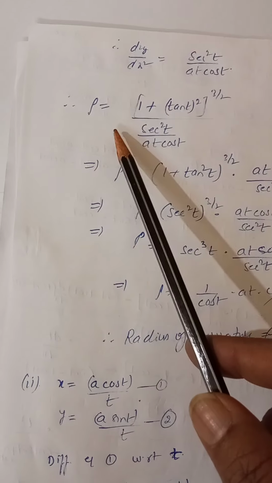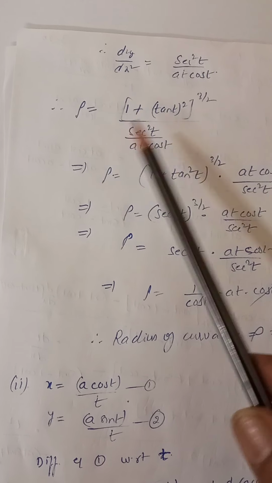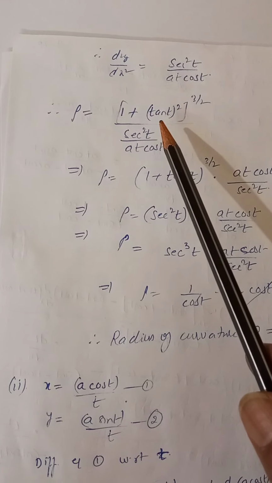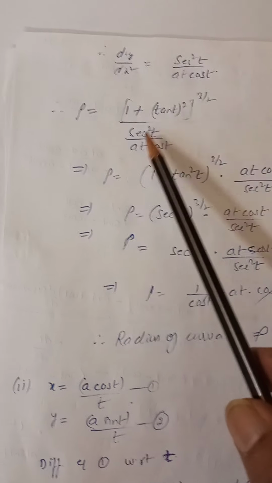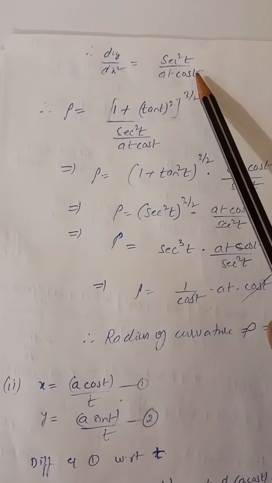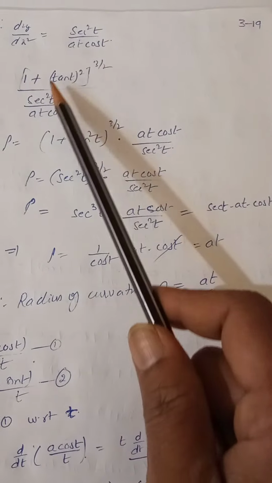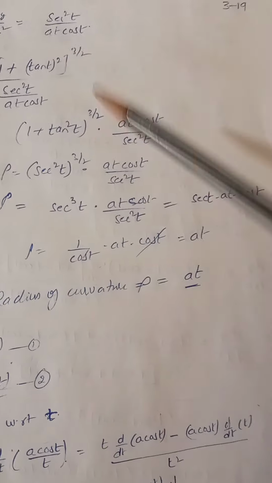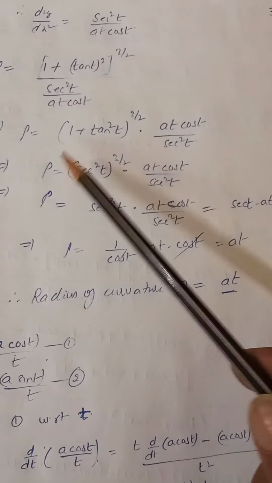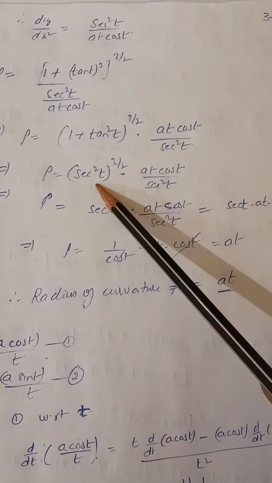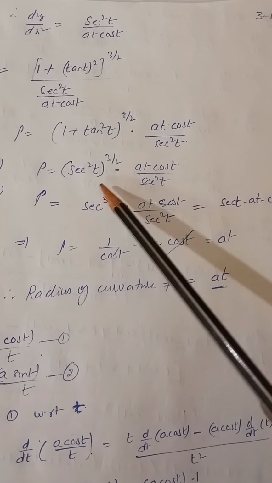Therefore d square y by dx square value is equal to secant square t by a t cos t. We are substituting those values in the radius of curvature formula. 1 plus dy by dx value is tan t, no? Tan t whole square, whole to the power of 3 by 2, by d square y by dx square value is this one. Now after simplifying, rho is equal to (1 plus tan square t) whole to the power of 3 by 2, and this becomes a t cos t by secant square t. 1 plus tan square t is secant square t, whole to the power of 3 by 2. The 2 gets cancelled, secant cube t you will get.